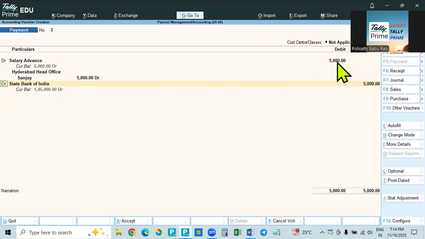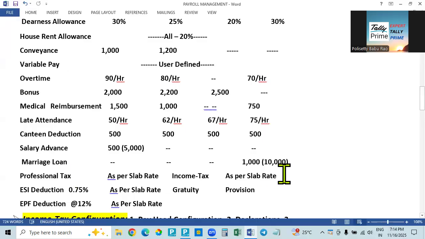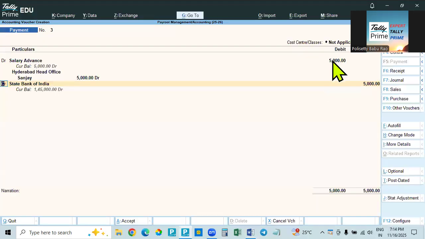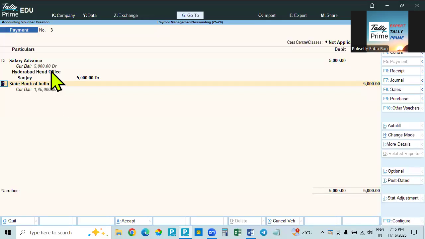Loan 10,000 rupees have been given. See, 10,000 rupees is the loan. So 10,000 rupees loan given to Anjana. So the cost category will be Vijayawada branch, and the name is Anjana. So here you have to do like that. You can make salary advance as one entry and loan as another entry, or both entries can be made as a compound entry.